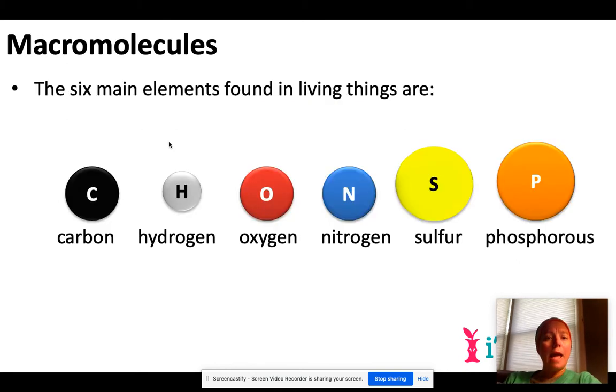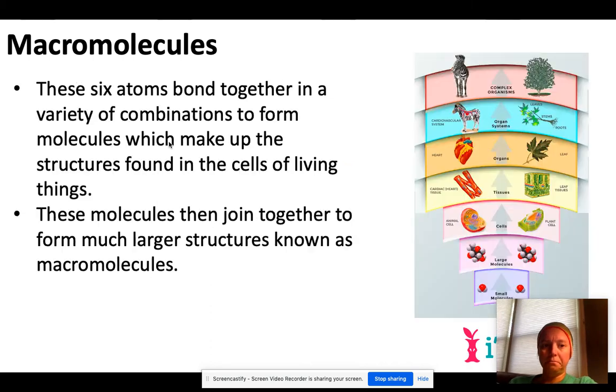If we look at the word macromolecule, macro means big, so we're looking at big molecules, and these macromolecules are actually made up of the following elements. We've got carbon, hydrogen, oxygen, nitrogen, sulfur, and phosphorus. All living organisms have macromolecules that are made of these elements.